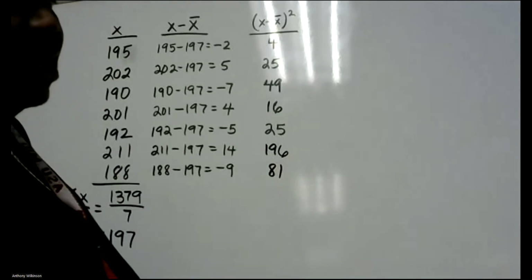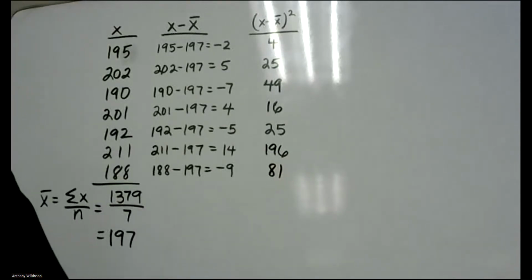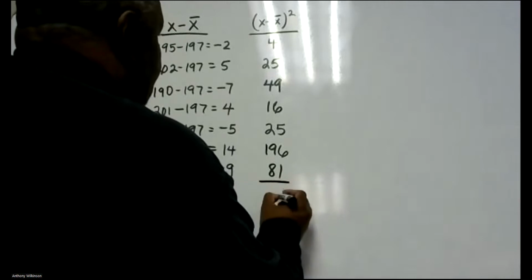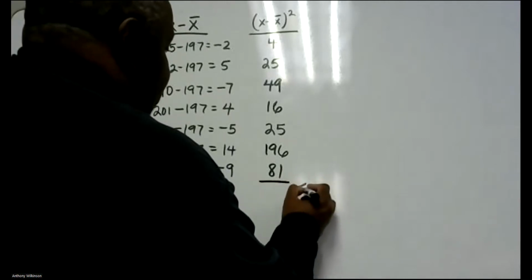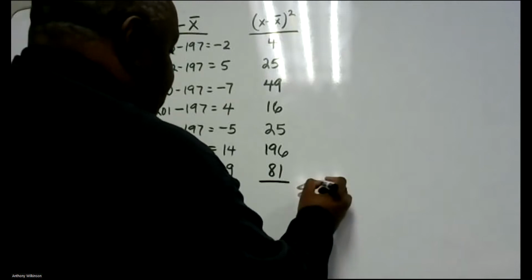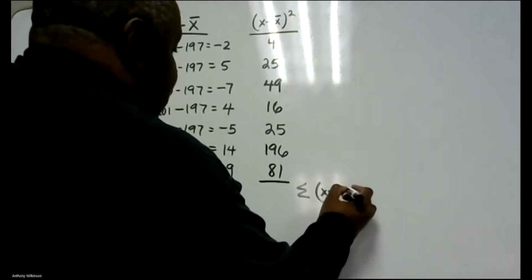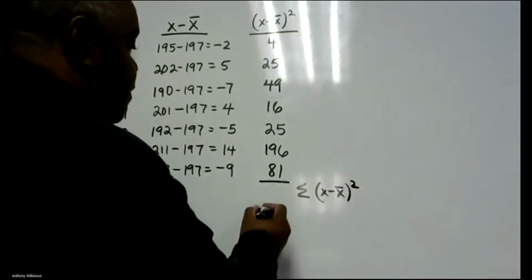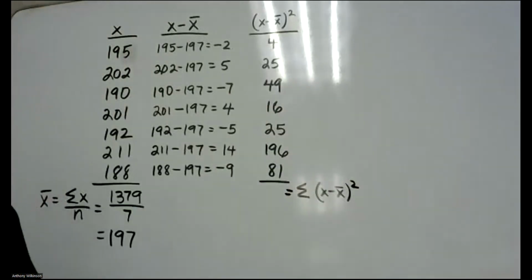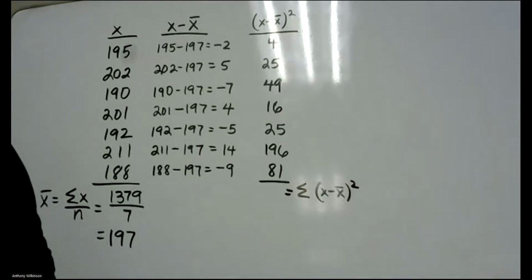All right, so now the next thing I'm going to do is step number 4: find the sum of the squares in step number 3. So this column has to be summed. I'm going to use that summation notation again, that sigma notation. That's the sum of (x minus x bar) quantity squared. So I add 4 plus 25 plus 49 plus 16 plus 25 plus 196 plus 81.